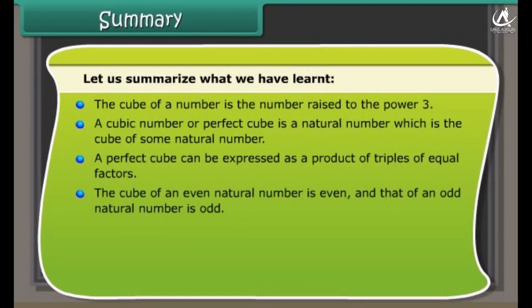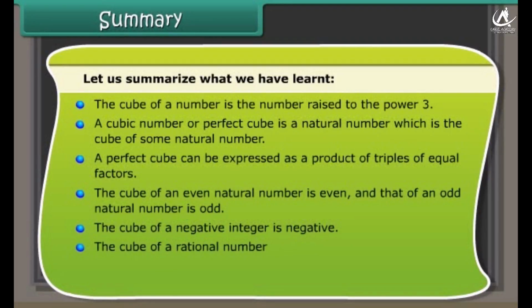The cube of an even natural number is even, and that of an odd natural number is odd. The cube of a negative integer is negative. The cube of a rational number a/b is (a/b) whole cubed, which is equal to a cubed upon b cubed.